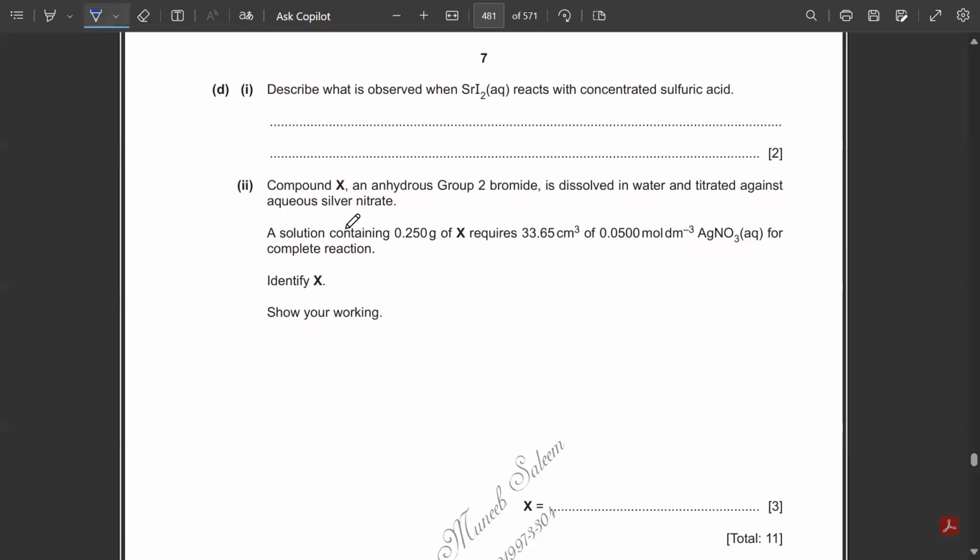Okay, so for this question, we are given the values of mass of X. Now what is X over here? X is a group 2 bromide. Now group 2 means beryllium bromide, magnesium bromide, calcium, strontium, anything. It could be beryllium, magnesium, calcium, strontium, or in fact radium is also an element of group 2. Along with that, we have to have Br2 bonded with it. So that's the mass of X, that's the volume, and that's the concentration.